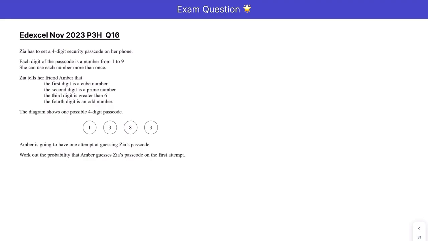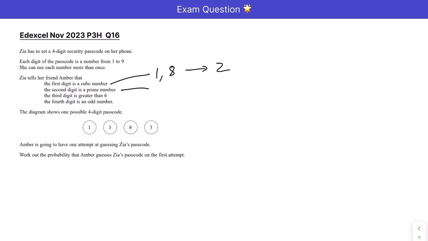And finally, we are going to look at an exam question. So this is to do with a passcode. So it's a 4-digit passcode. The first digit's a cube number between 1 and 9. So we know 1 is a cube number, and so is 8. So there are 2 cube numbers. There's 2 possible numbers that the first digit can be.